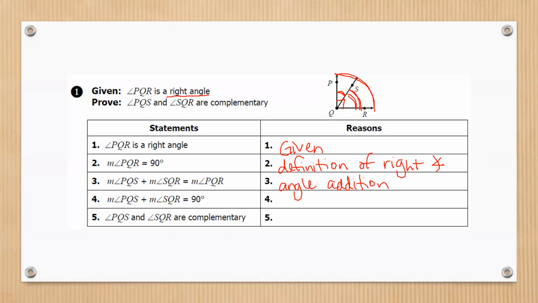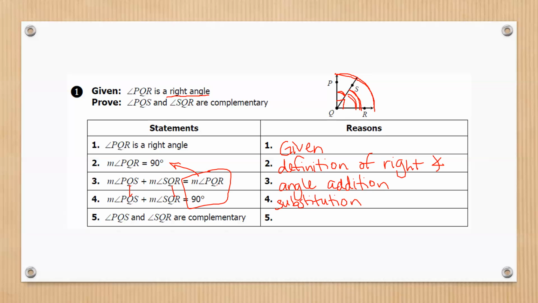Okay, the next step, oh, it looks very similar, right? The only thing that's different is this piece. Oh, but we know the angle PQR is a right angle. They told us that in step 2. So I'm going to call that substitution. We're going to substitute what we know about angle PQR with its measurement 90.